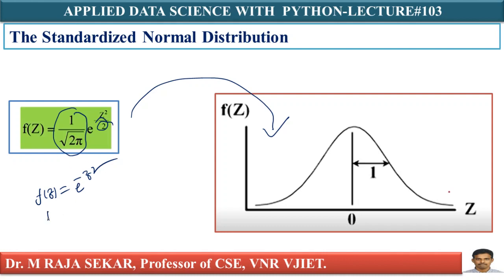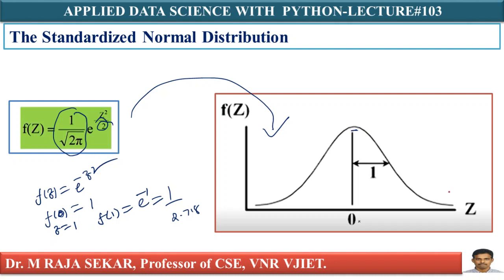Just if you plot, what happens? If I keep 0 in the place of z, f of 0, e power 0 means 1. Just see, this is 1. If I keep z equal to, let me say, z equal to 1, what will you get? F of z means f of 1. F of 1 means e power minus 1 square. This is e power minus 1, 1 by e, value something 2.718.